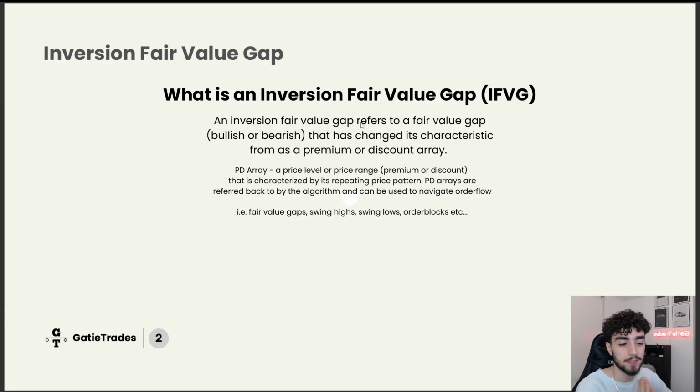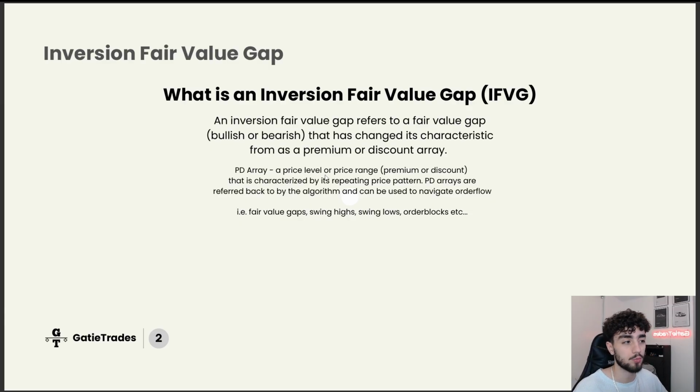So if you watched the previous video, we talked about fair value gaps. We talked about bullish fair value gaps, which are discount arrays. And we talked about bearish fair value gaps, which are premium arrays. So when that inverse occurs, that original bullish fair value gap changes its characteristic from a discount array to a premium array.